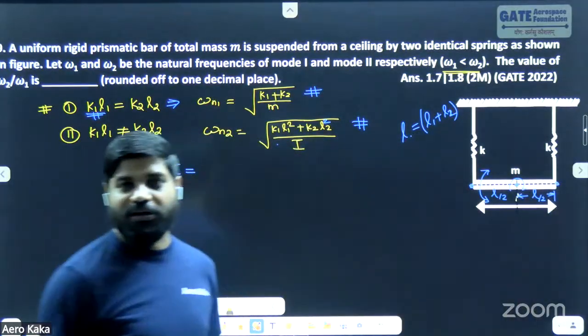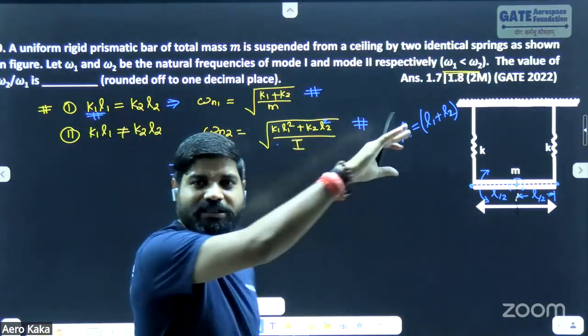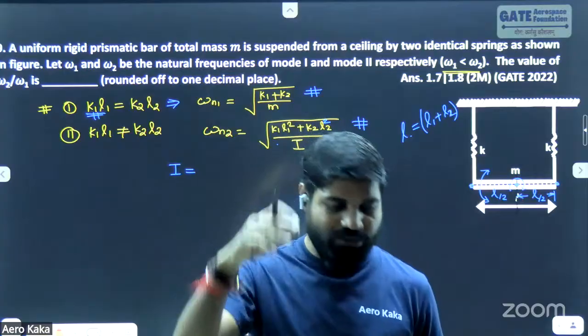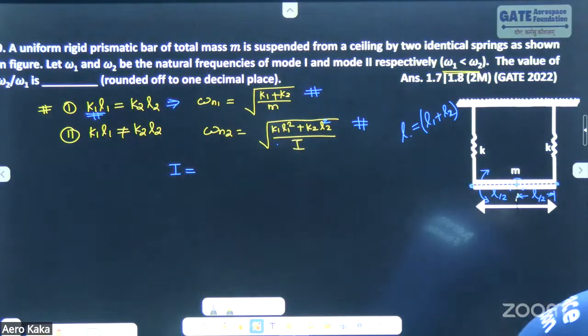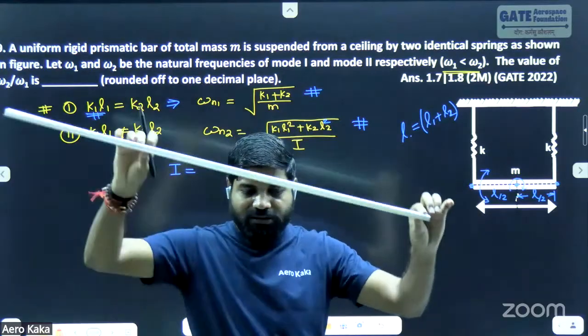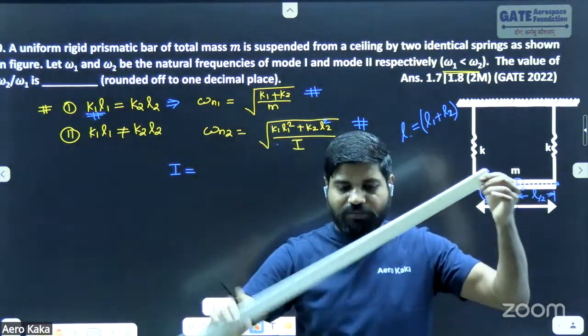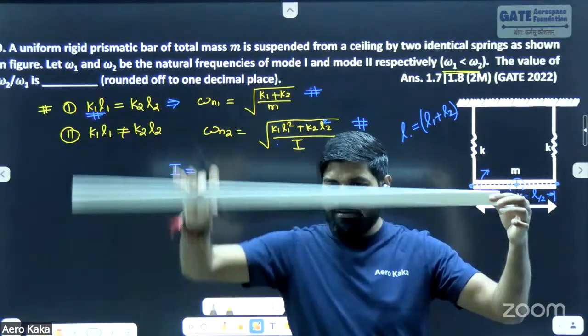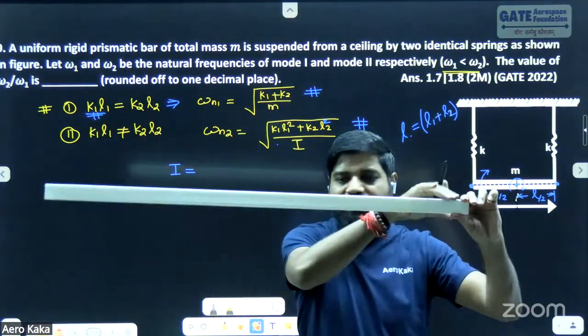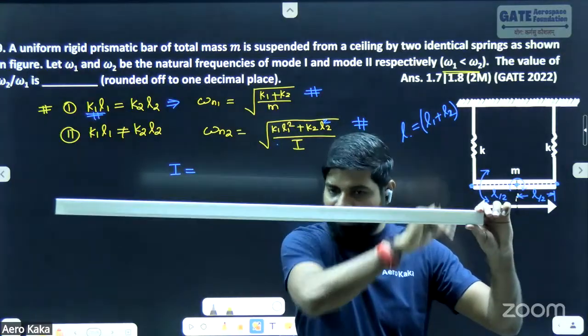About the CG only. Till the last class, in most of the times, we have considered the system vibrating about one of its ends, something like this. Say yes or no. It was vibrating like this, right? Yes, sir. So we were taking the mass moment of inertia about one of the ends of this rod.